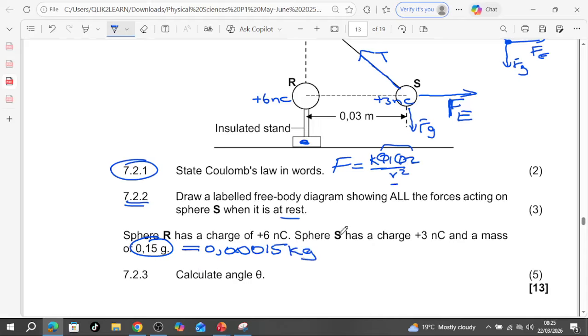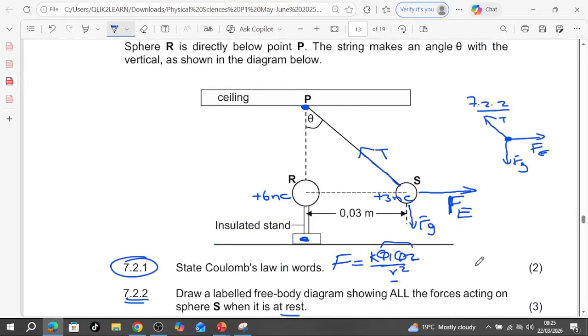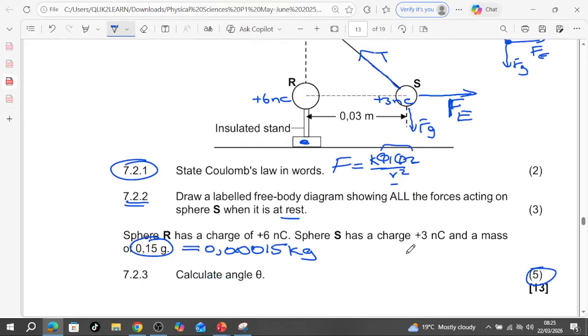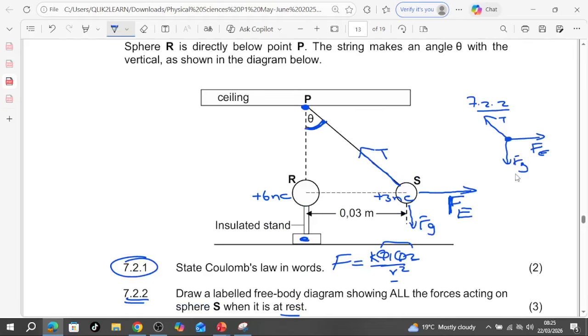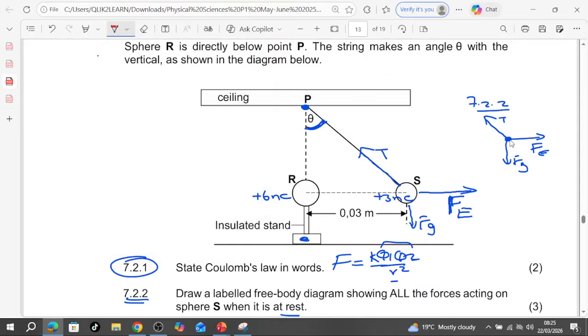Now the question says calculate angle theta for 5 marks. So go back to the diagram and try to understand what angle theta is. This is my angle. When you have this type of question and you want to find angle theta, make sure that you use these 3 forces. Please listen to this, what I'm giving now is very good. Use these 3 forces to create what we call the vector diagram. Then on the vector diagram, make sure that theta is inside. I'm going to teach you the easiest way.